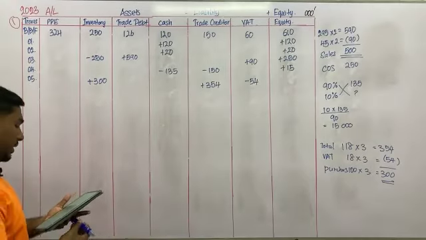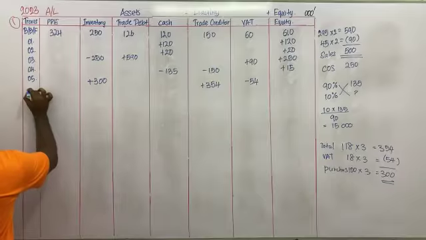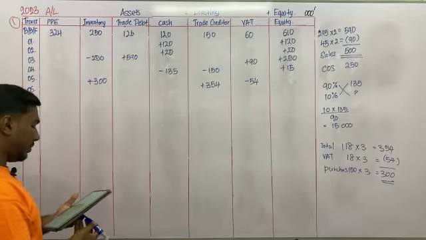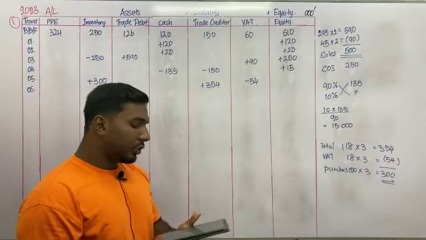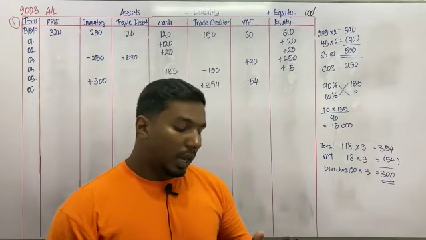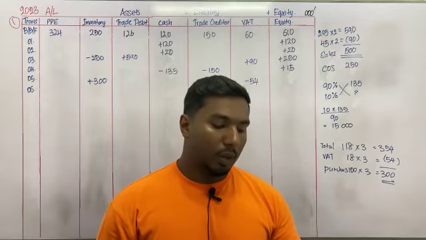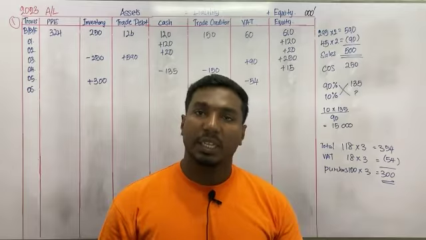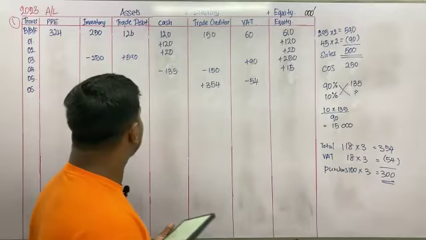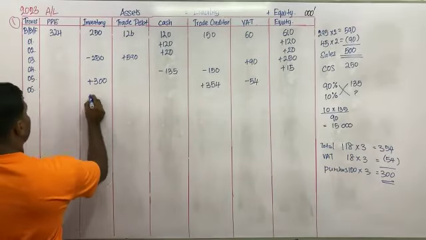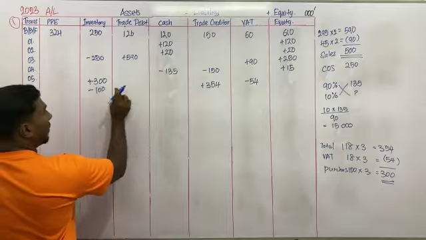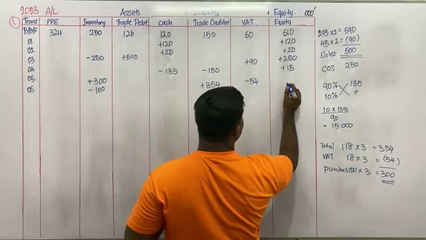Then transaction number 6. A computer costing 100,000 available in the inventory was obtained by the owner for his private use. So 100,000 was obtained for his private use, which means it's a drawings.